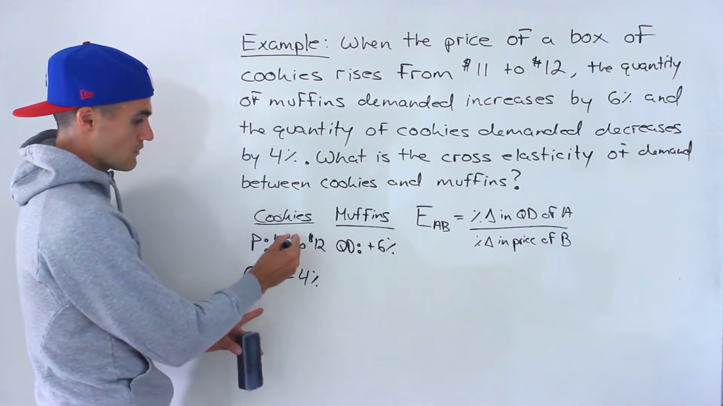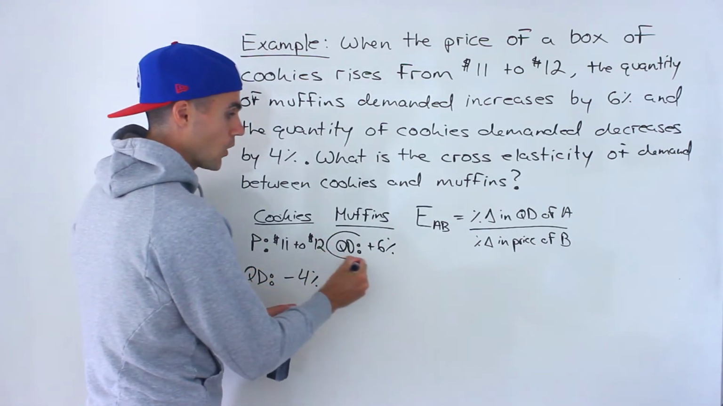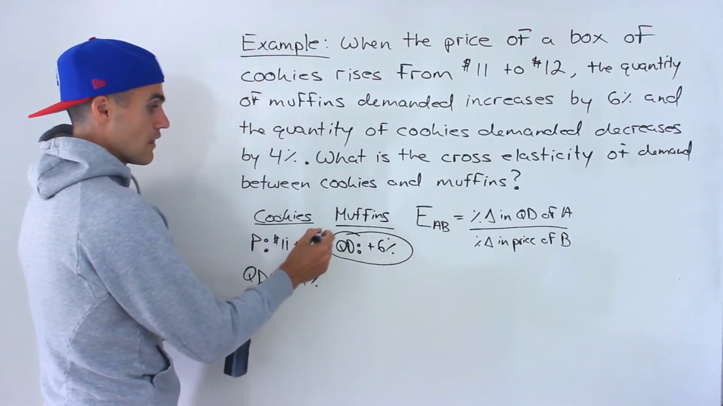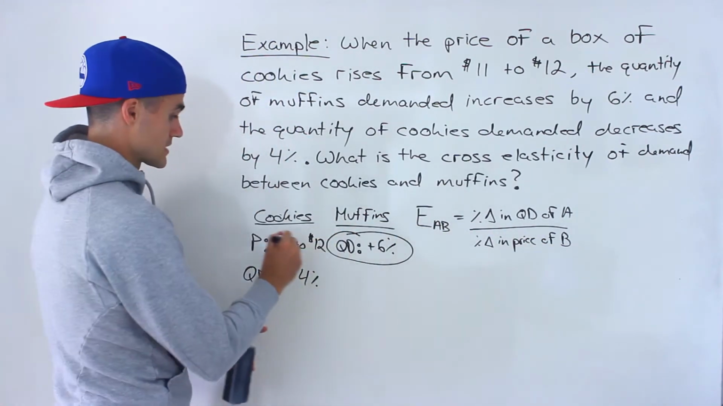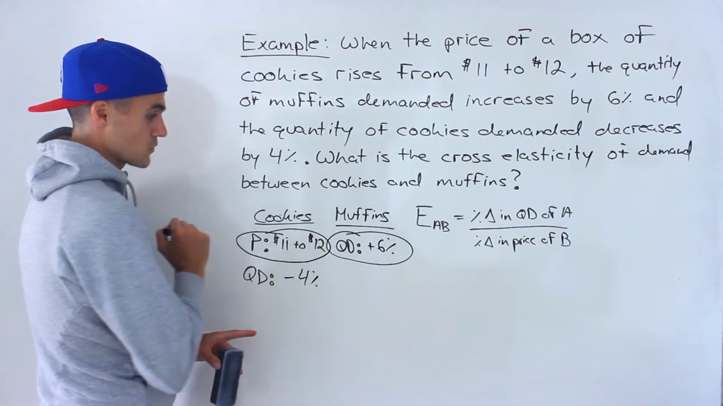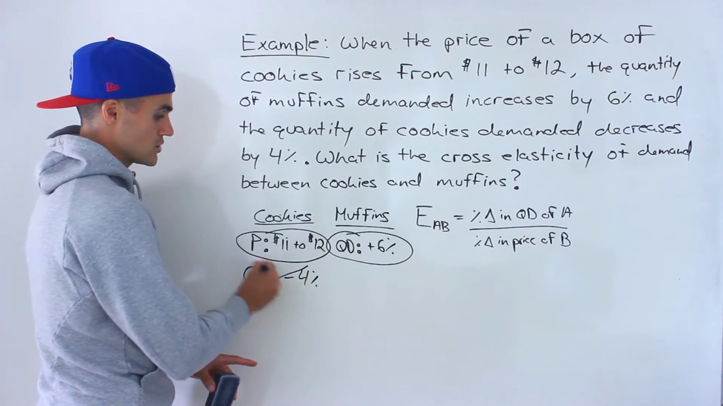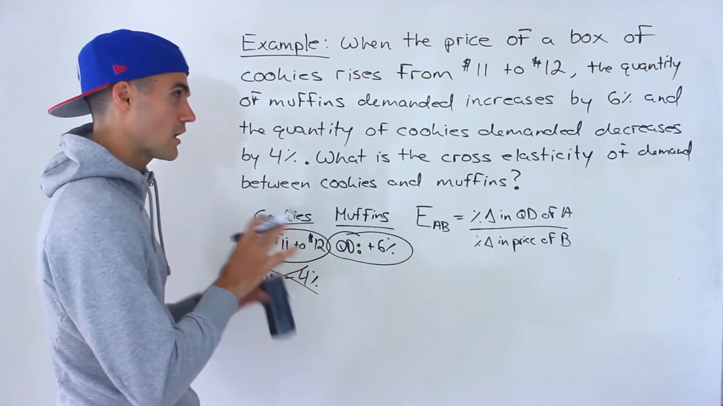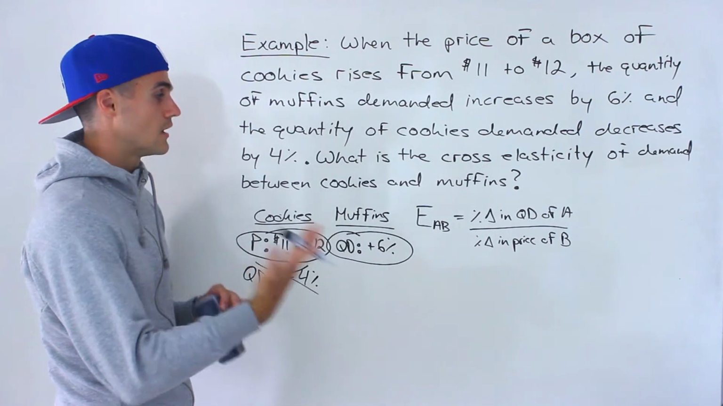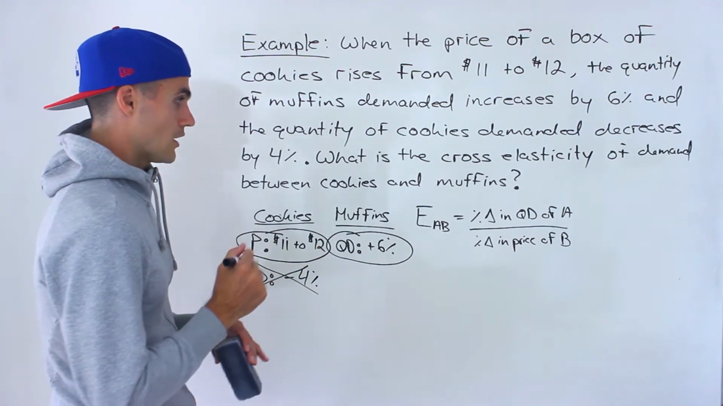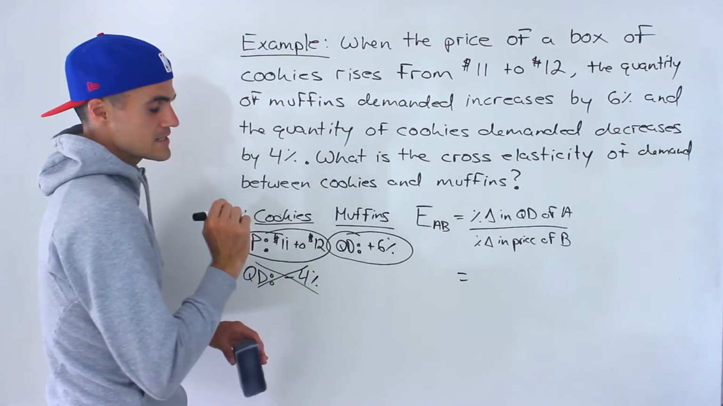Versus with cookies, we're given information about the price and the quantity demanded, but because we're given information about the quantity demanded for the muffins, that means the cookies is going to be product B, and so the change in price for the cookies is what's going to go in the denominator. And so this negative 4%, we're actually not even going to use in the question. So be careful with these kinds of questions where sometimes they give you information in the question that you're not even going to use.